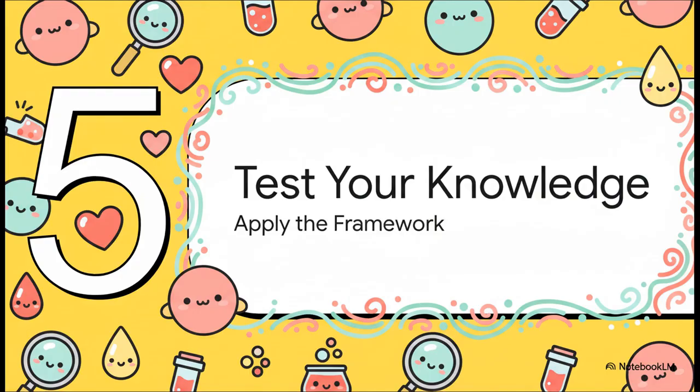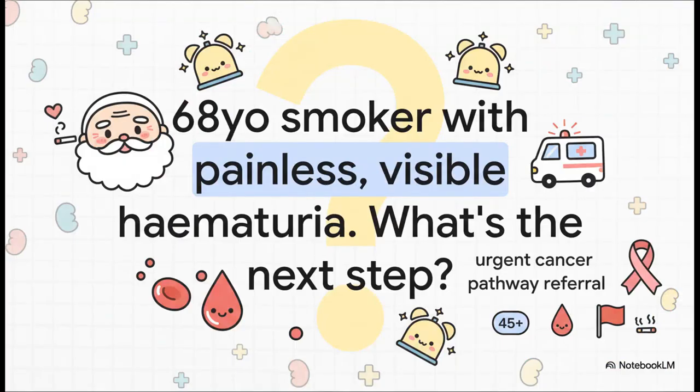Okay, we've walked through the framework and the main culprits. Now it's your turn. Let's see if you can apply what you've learned to a quick clinical case. Okay, listen to this scenario. You have a 68-year-old man, he's been a smoker his whole life, and he comes in after having 2 separate episodes of seeing blood in his urine with no pain at all. So what alarm bells are ringing, and what's the single most important next step? The answer, without a doubt, is an urgent cancer pathway referral. He's ticking all the boxes. He's over 45, it's visible hematuria, and he has a huge risk factor.